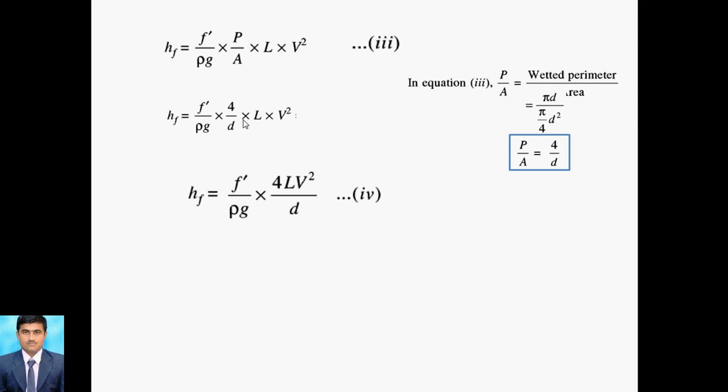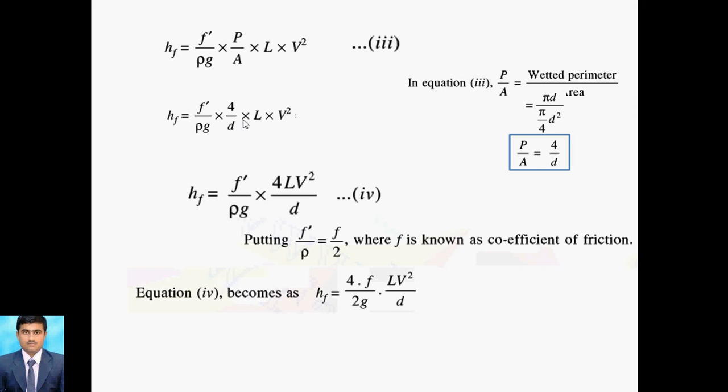Then after calculations we can take a conclusion, that is HF is equal to F dash 4 V square upon rho g d, equation number 4. So instead of F dash upon rho, we can take F by 2, where F is known as the coefficient of friction. So this is the standard method. We are observing this phenomenon, that is F dash by rho, and we have finally concluded that it is F by 2. So now instead of F dash by rho, we can write F by 2, and we can rearrange the terms, and then the formulation is HF is equal to 4 F L V square by 2 g d. So this is the formula for head loss due to friction.